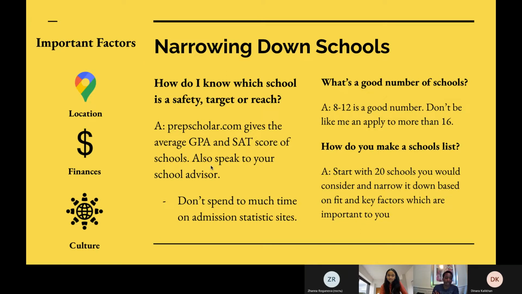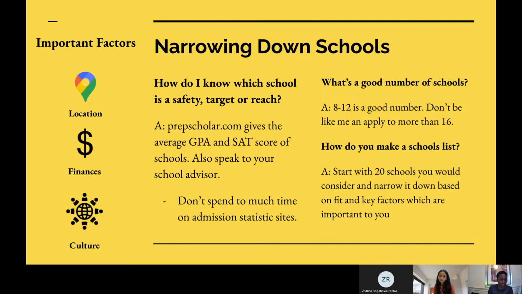So, narrowing down schools, how do we get down from 23? First of all, how do I know which school is a safety, target, or reach? I don't want anyone to stay on this website for too long, but prepscholar.com gives the average GPA and SAT score of schools. If your scores are above average, then that school is a safety. If your scores are right around the average, that school is a target. And if your scores are below the average of the other students, then that school is a reach. I wouldn't recommend staying on that site because that is a very quick way to start looking at your scores and be like, oh my gosh, I can never possibly get into this school.